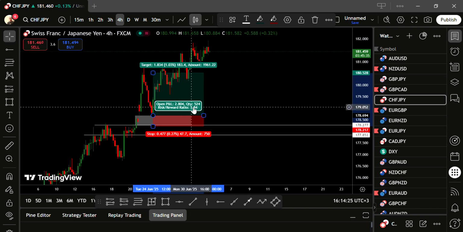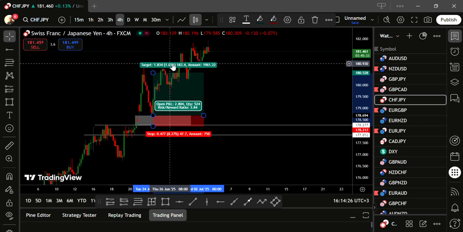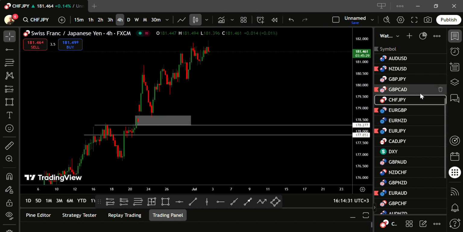183, that is 1 to 3.8, risking 47 to get 183 pips. That is, I think, the fourth example. Let's go to GBP CAD.